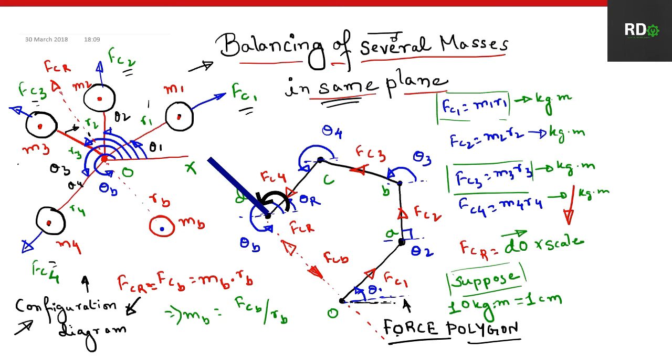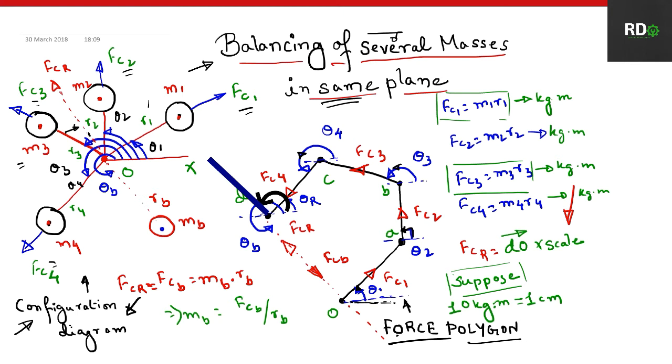And for the third mass M3, using the M3 line, we draw a line from B to C. At each point you can see we have drawn a baseline, that is the line OX. From this line all angles are taken anti-clockwise. You can see all are anti-clockwise, and the respective angles are taken: for M1 theta 1, for M2 theta 2, for M3 theta 3, for M4 theta 4, the respective angles, right?